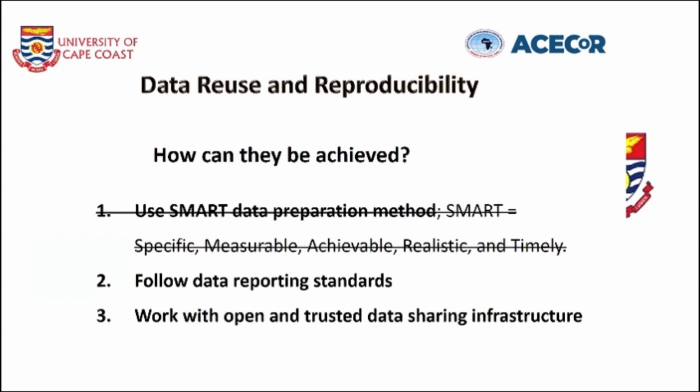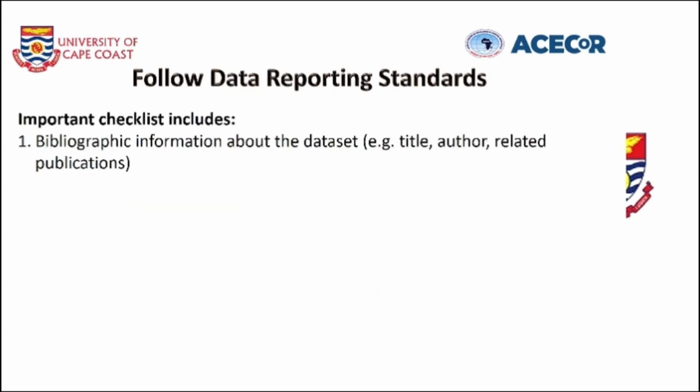Now, when it comes to the data reporting standard, as efforts to ensure data reuse and reproducibility, there are important checklists that we must consider. And the earlier speakers mentioned some of these checklists. So what I'm going to provide should add to this checklist. And the first is that you have to make sure that the data that is reported has the important bibliographic information, such as the name of the authors, the title of the data, and other related publications.